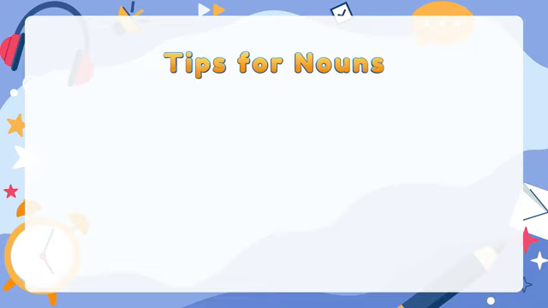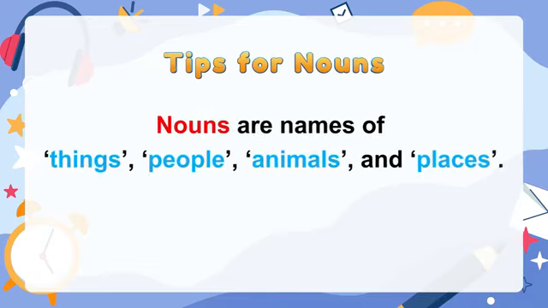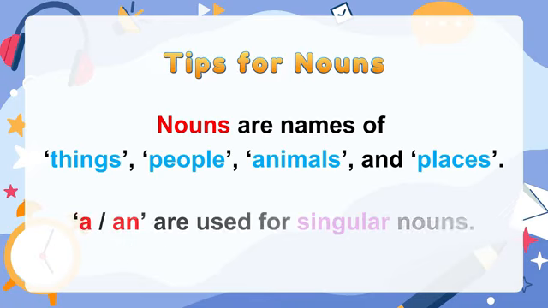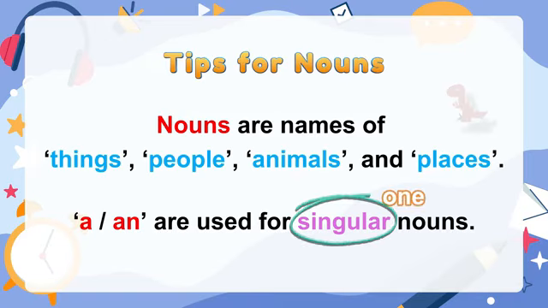Tips for nouns. Nouns are names of things, people, animals, and places. A and an are both used for singular nouns. One noun.